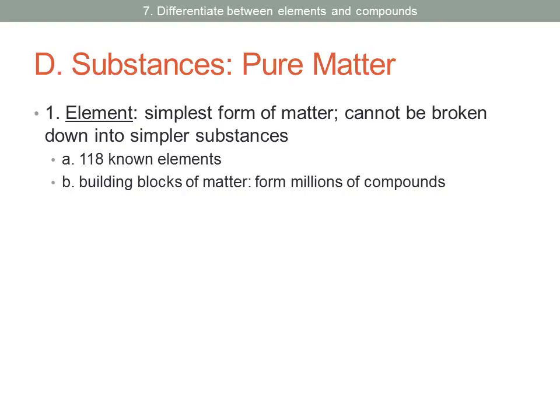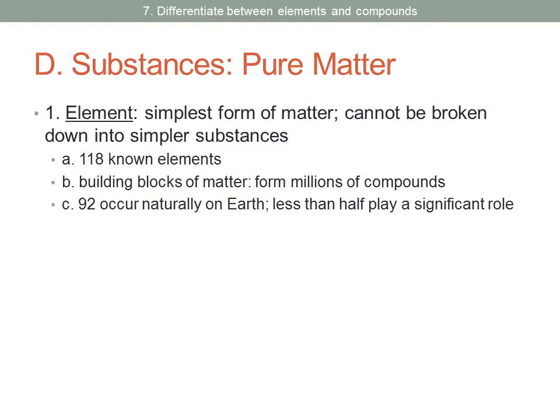Elements are thought of as being the building blocks of matter, because our world is composed of millions of compounds, yet they only come from 118 elements. So they truly are the building blocks of our universe. 92 occur naturally on Earth, and less than half of these play much of a significant role in the chemistry of Earth. There's just not very much of a lot of the elements, so little of them, in fact, that they virtually have no impact on our living on Earth.